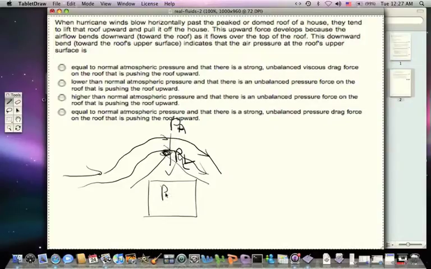And since the pressure inside the house is presumably at atmospheric, what you end up getting is an unbalanced pressure on the roof, and it tends to lift the roof off the house. And it's just a lift force, basically, on the roof. So it's lower than normal atmospheric pressure, and there's an unbalanced pressure force on the roof that's pushing it upwards, mainly between the inside and the outside. So it's this one.